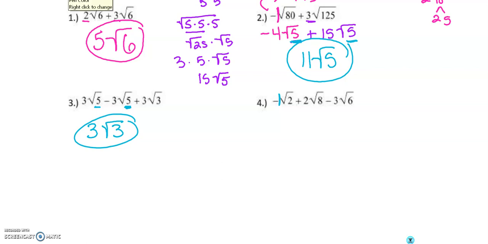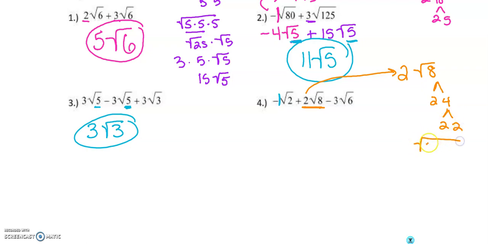I'm going to go ahead and pull this guy out. I'm going to put that radical 8 over here. Remember, I had a 2 out in front, so I don't want to forget about that. So my 8 is 2 times 4, which is 2 times 2. This becomes 2 times 2 times 2. I have a set of double. That's square root of 4 times square root of 2. The square root of 4 is 2 radical 2.